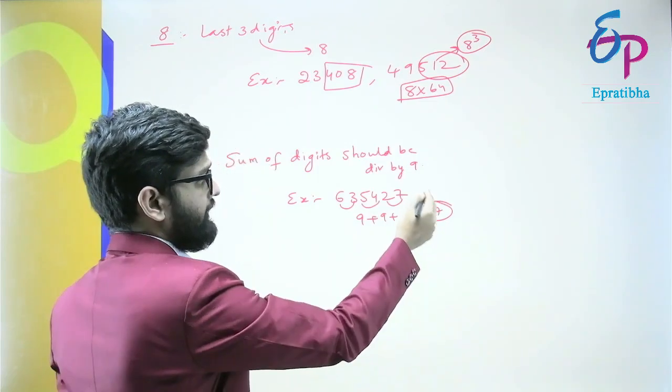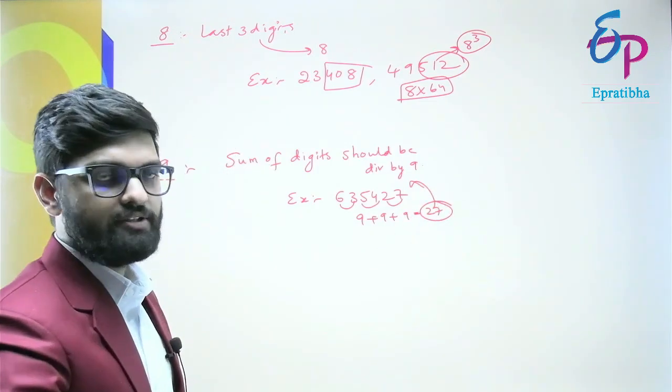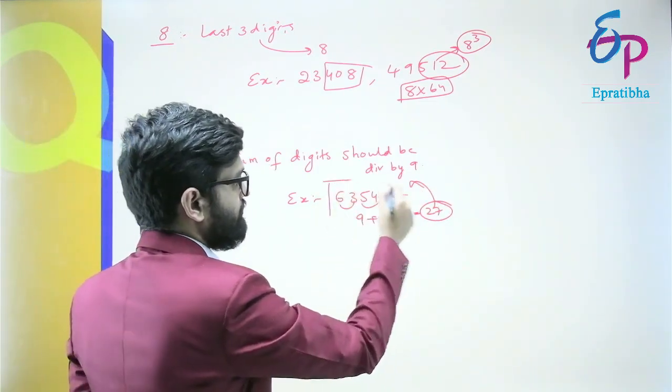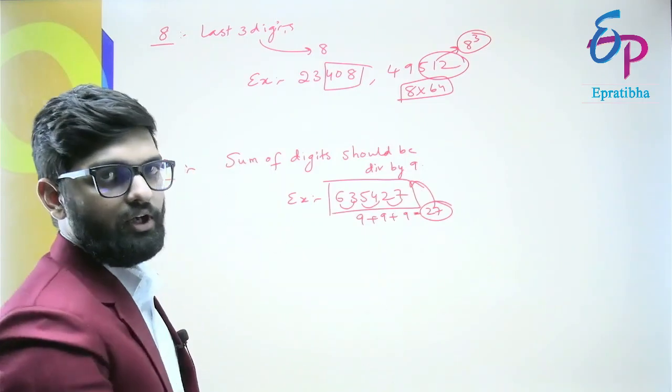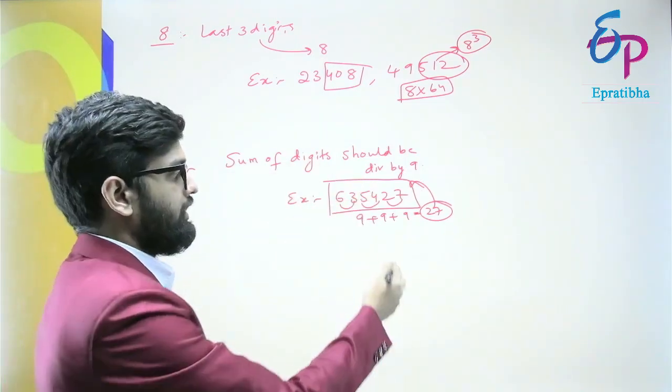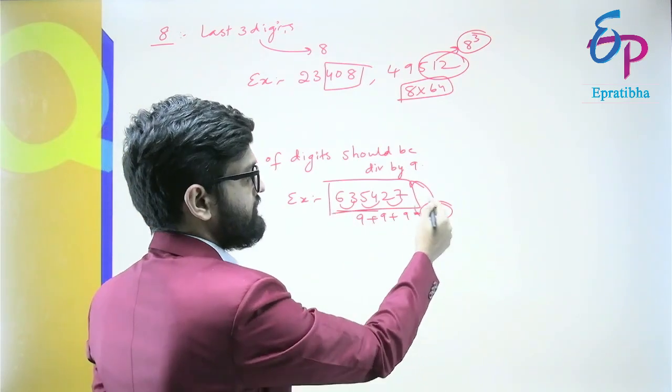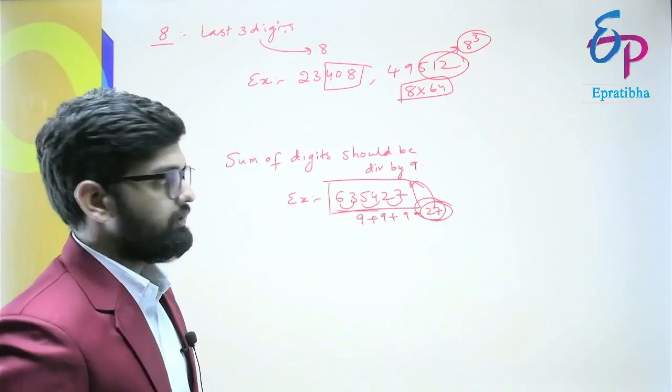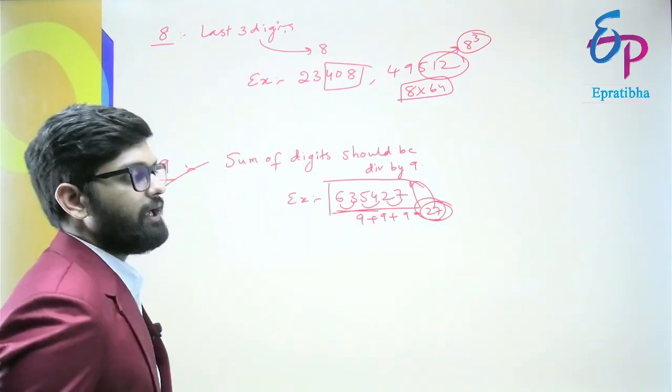27 will come in the 9 table or not? Yes, 9 threes are 27, right? Then this entire number is divisible by 9. How can you tell? You just have to do the sum of digits, and if you get the sum of digits as a multiple of 9, then that entire number is divisible by 9.